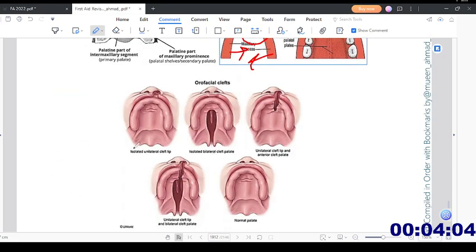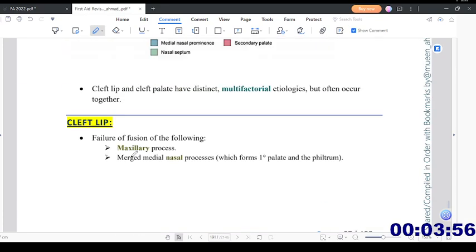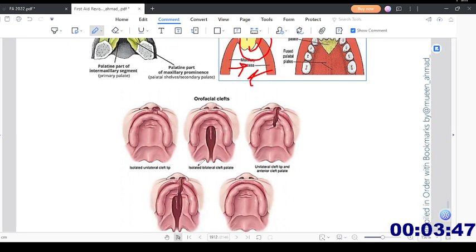So here you can see this is isolated cleft lip. How does the isolated cleft lip form? When the maxillary process and the merged medial nasal processes are unable to fuse together, there will be an isolated cleft lip. As you can see in this picture here, the child has a cleft lip. Then isolated branchial cleft.